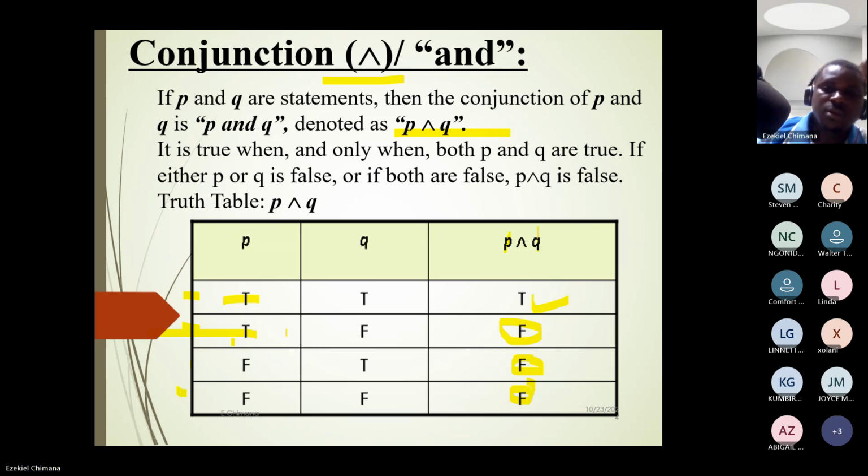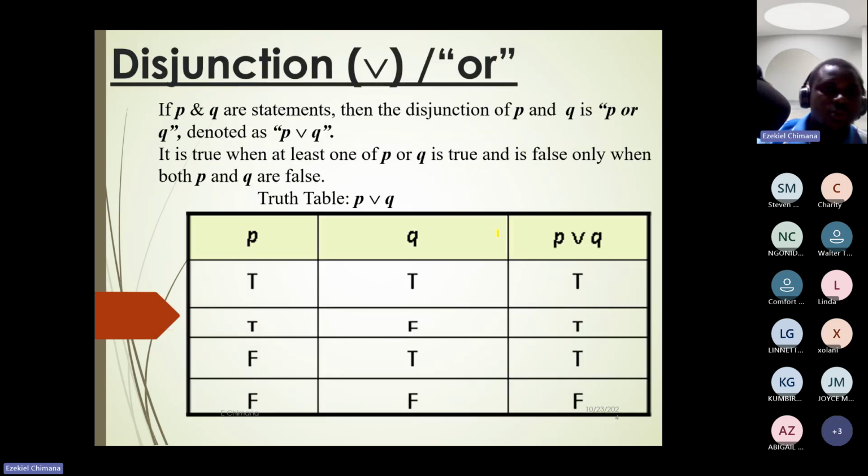So it is only true. So P and Q is only true whenever P and Q are true. That's what we are saying here. So it is true when and only when both P and Q are true. So that's what you need to know for the P and Q. Otherwise, it is false. So let's look at the disjunction.